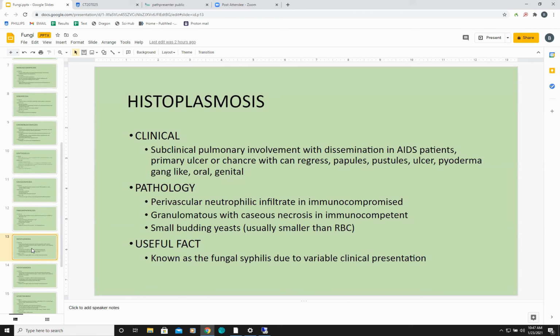The pathology of this is a perivascular neutrophilic infiltrate, which can be quite subtle if the patient's immunocompromised. And if the patient is immunocompetent, then you see granulomatous and caseous necrosis. And these are small budding yeasts, which are usually smaller than the red cells and are intracytoplasmic. And again, this is known as the fungal syphilis.